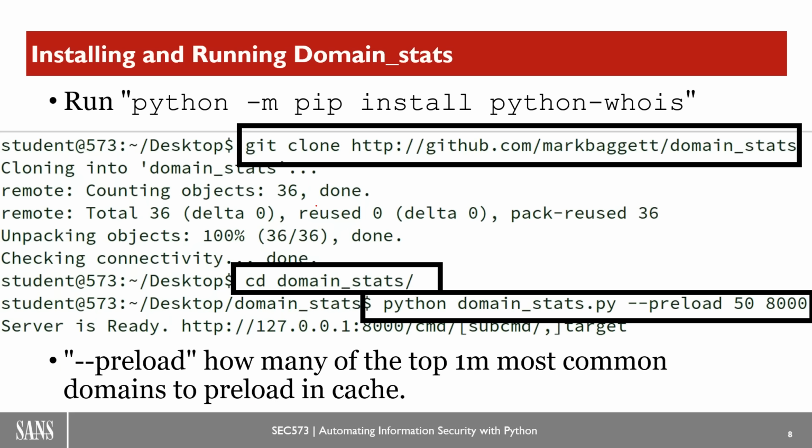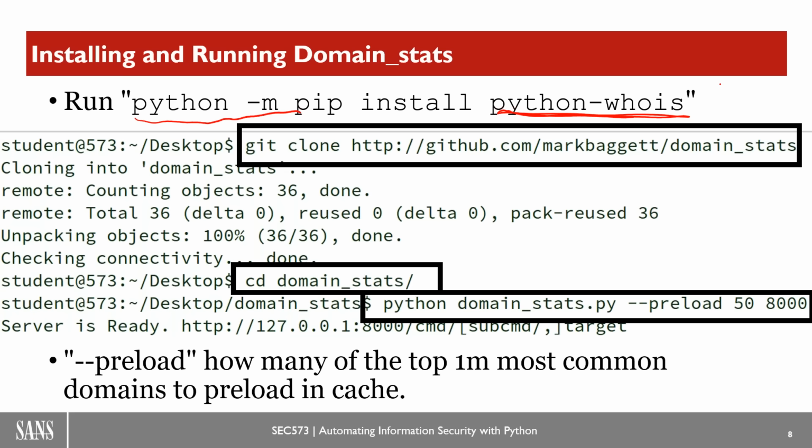Now, to install domain stats, it does require that you use one non-standard Python module that's not part of every Python installation out there. You can do that by running this top command here, python -m pip install python whois. This will install the python whois module, which allows the Python script to talk to the whois servers. The other thing you're going to need is a copy of domain stats.